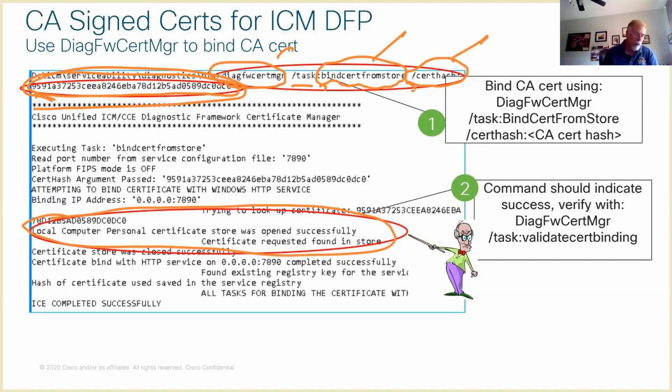Local computer personal certificate store was opened successfully. Certificate requested found in the store. That means you did all the right stuff. Okay. And then it goes through some more stuff, all tasks completed successfully. So you should see some successful output as a result of what you've done.